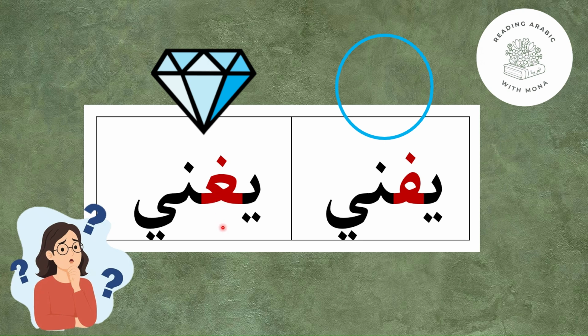So every time you come across a text and you have two words that have loops in the medial position, look closely at the shape of the loop. If it's a more circular one, then it's a fa. But if it has this shape of the diamond, it is a Ghain.